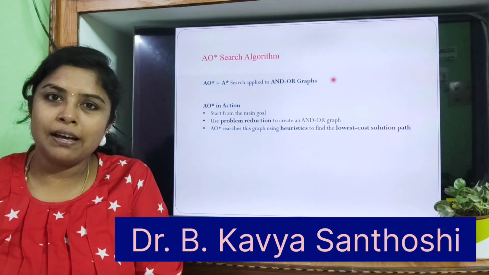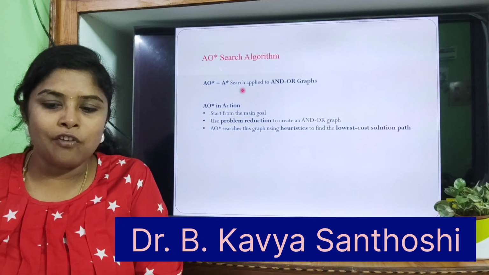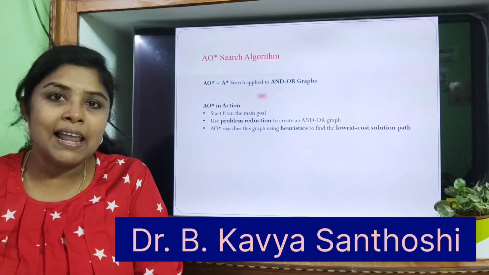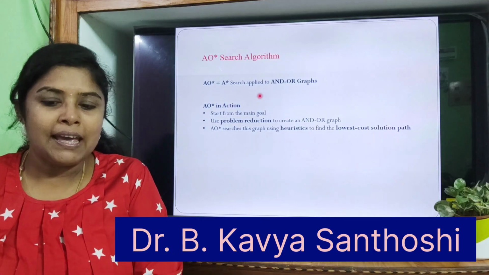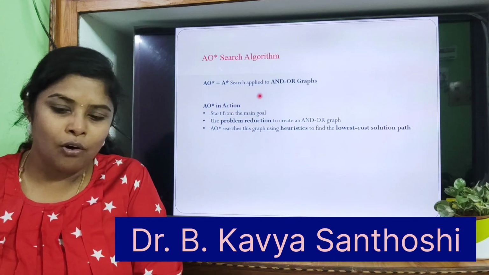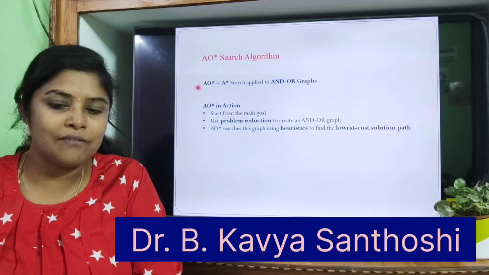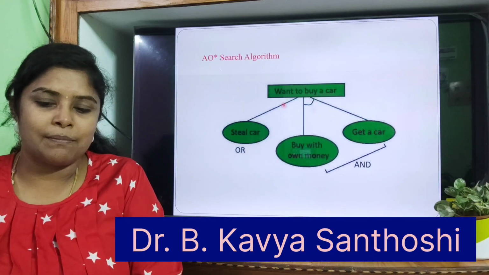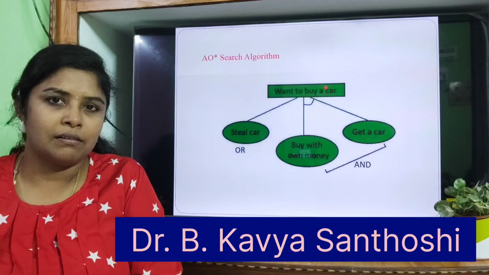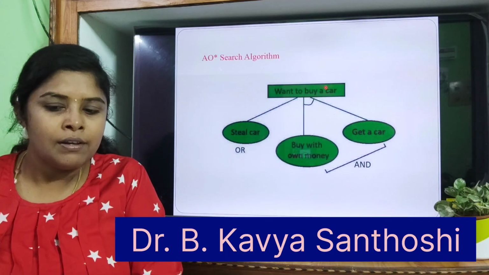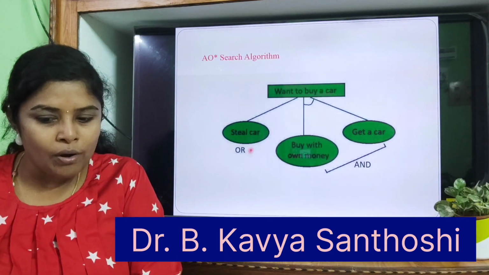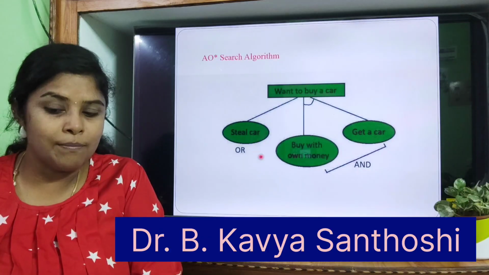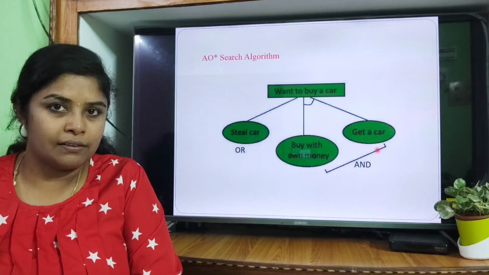Coming to the AO star algorithm, we can use it for AND/OR graphs, unlike the A star algorithm. A star is used only for OR graphs, but with AO star we can use it for AND/OR graphs. Consider this example. Suppose you want a car. You want a car is the goal. So either you can steal it or you can buy with your own money and then get a car, right?